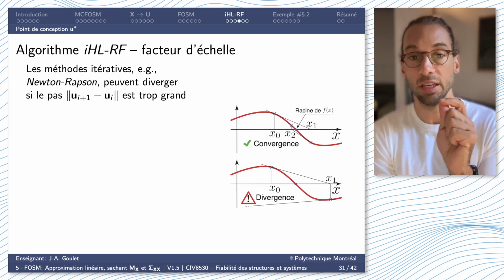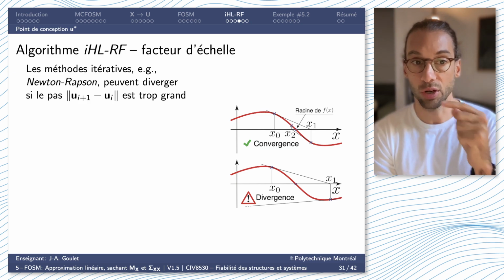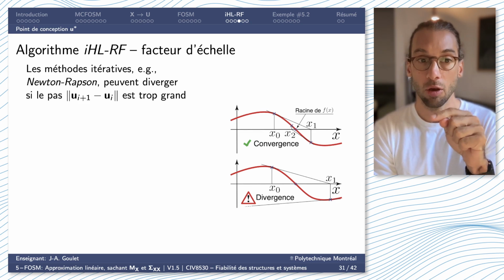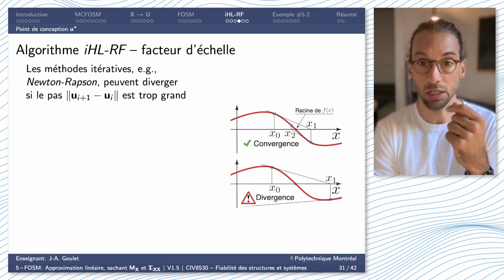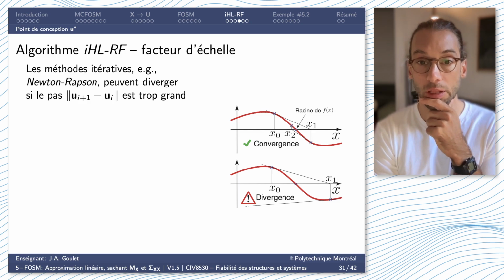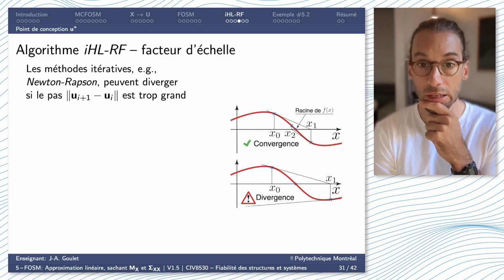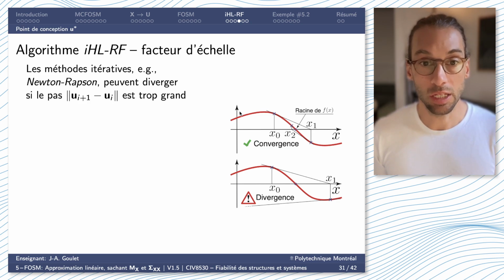But there's a little caveat with this iterative method, iHL-RF: for this type of recursive methods, we can diverge if the step between two consecutive iterations is too large. We can illustrate it with what typically happens when we try to find the value where a function equals 0 using iterative methods such as Newton-Raphson. These methods say that if I start from x0, I want to find a place where this function equals 0. So this intersection here.